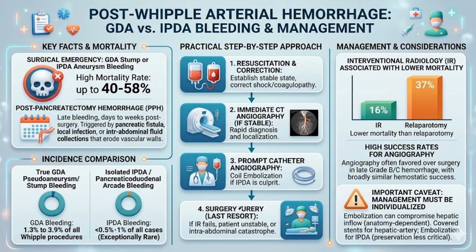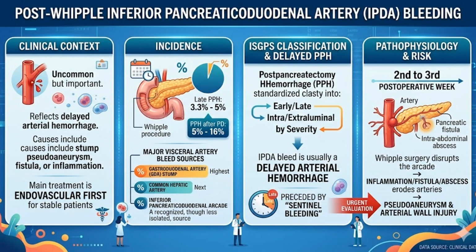Post-pancreatectomy hemorrhage carries a high mortality of about 40 to 58%. GDA pseudoaneurysm bleed accounts for up to 3.9%, whereas IPDA pseudoaneurysm bleed is extremely rare. Interventional radiology is the best management option to deal with IPDA bleed. Inflammation, pancreatic fistula, or abscess can erode nearby arteries and produce pseudoaneurysm or arterial wall injury.